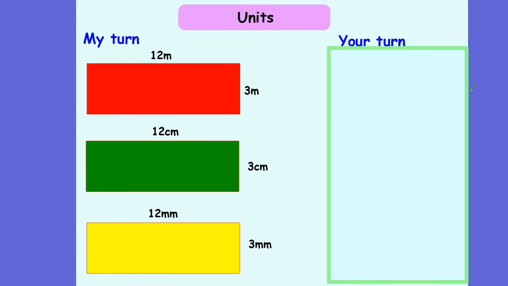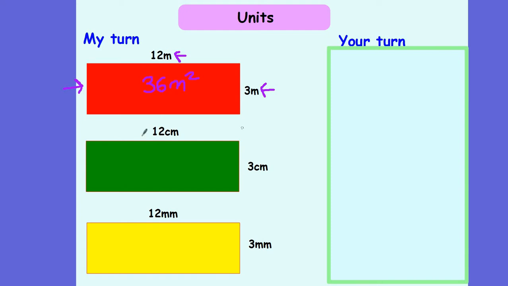Okay, we need to take a look at units. So I'll go through 3 examples and then there's 3 for you to do. My first rectangle, this red one, I've got 12 metres across the top and 3 metres down the side. And I know my formula for my area tells me I need to do base times height. So 12 times 3 will give me 36. But I need to give it a unit this time because both my lengths have got a unit. And my unit is going to be metres times metres, which gives me metres squared.